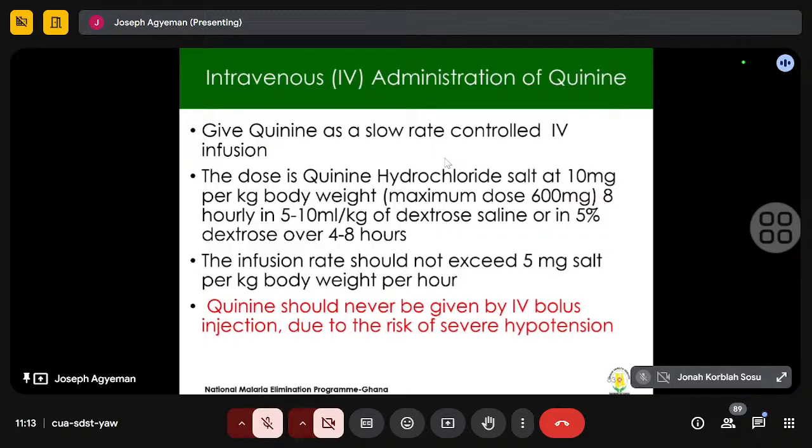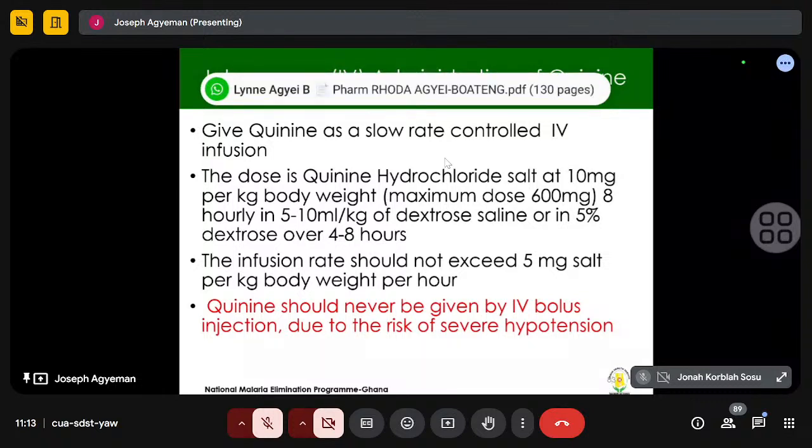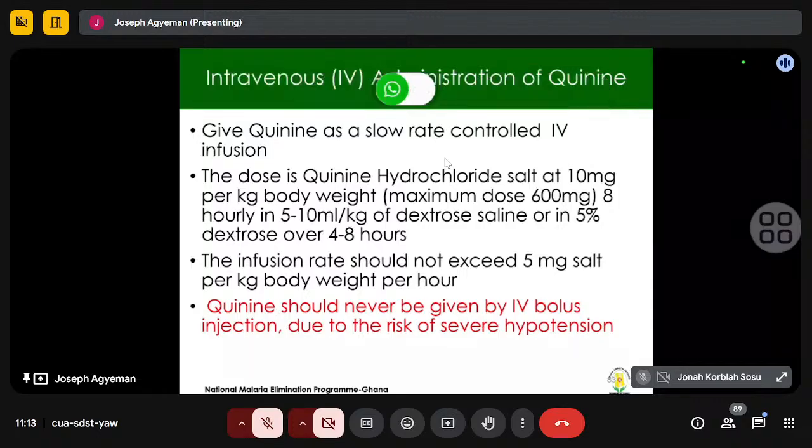You run the infusion over 4 to 8 hours. Remember that the frequency is 8 hourly. So by the time the first dose is about finishing, then you are getting ready to introduce the second dose every 8 hours. If you are to continue on, that would be a total of 7 days. So that is what you do for the IV administration.